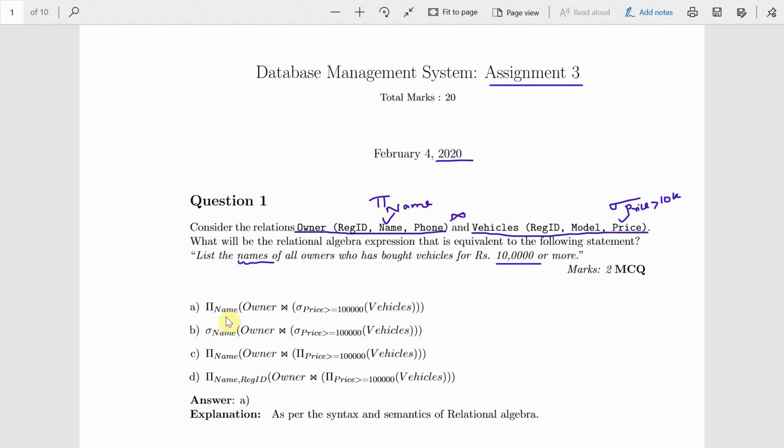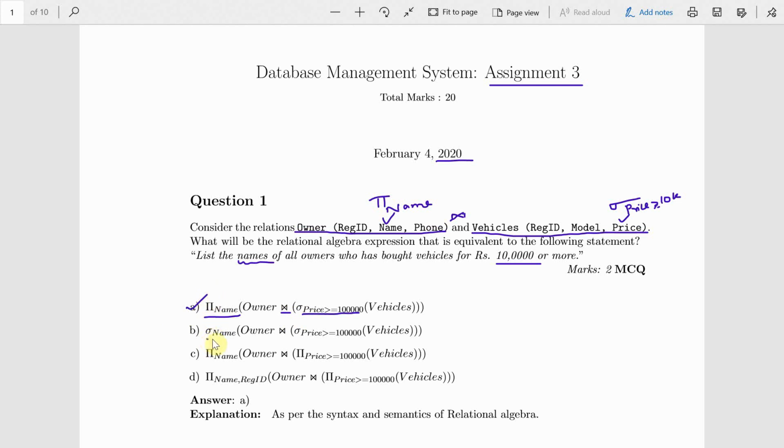Okay. Now option A, look, pi name, it is perfectly right, and the condition is sigma price greater than or equal to 10,000. 10,000 or more, so greater than or equal to, sigma condition is true, and between them we have a join operator. So option A is perfectly correct, and we'll see why other options are wrong.